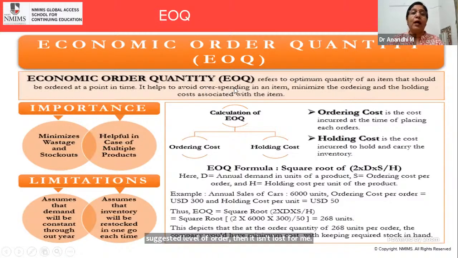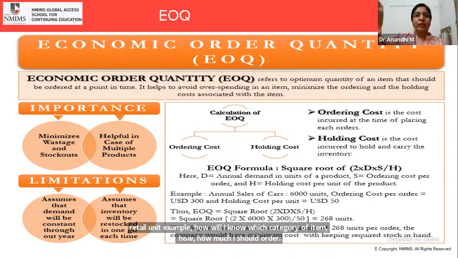So this will help avoid overspending on an item, and minimize the ordering and holding cost associated with it. Since there are multiple costs associated with ordering an item, I need to ensure that I'm always ordering the optimum level only. So the importance of this is to minimize waste and overstocking, and it is very helpful in the case of multiple products. So how will I know? Even in the car example or in the retail unit example, how will I know which category of item, how much I should order?